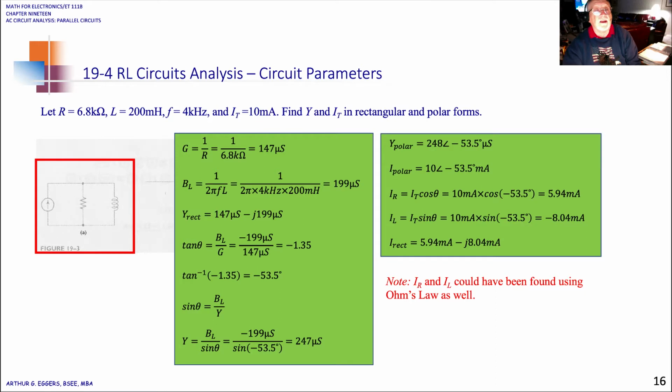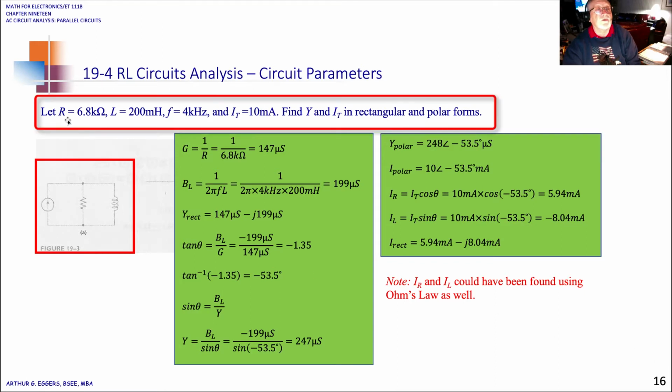So if we take a look at an example here, we have a resistor in the circuit, 6.8 k ohms. We have an inductor in the circuit, 200 millihenries, and an operating frequency of 4K or 4,000 hertz. Our total current being delivered by that current source is 10 milliamps. So they ask us to find Y and I sub T, Y being the admittance.